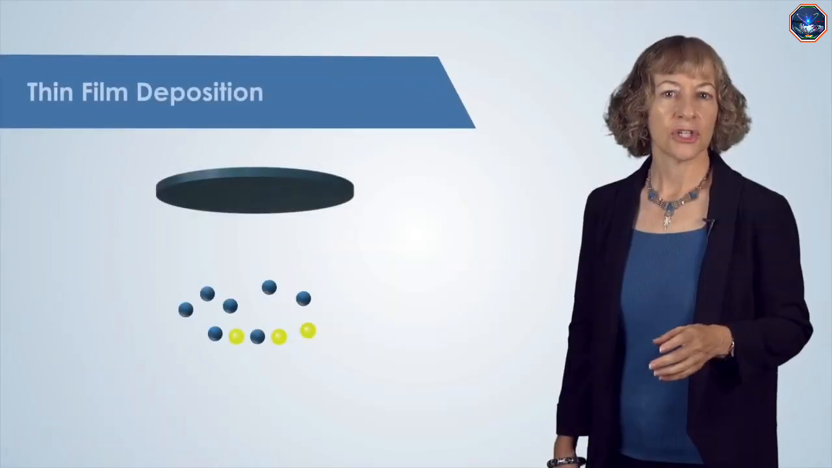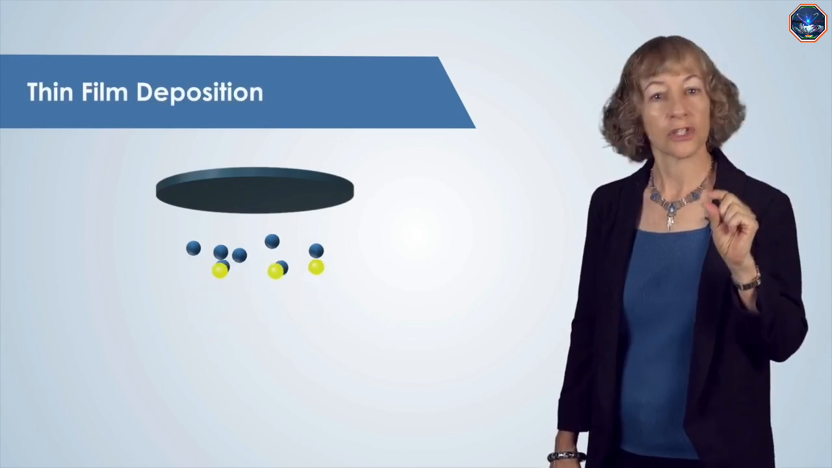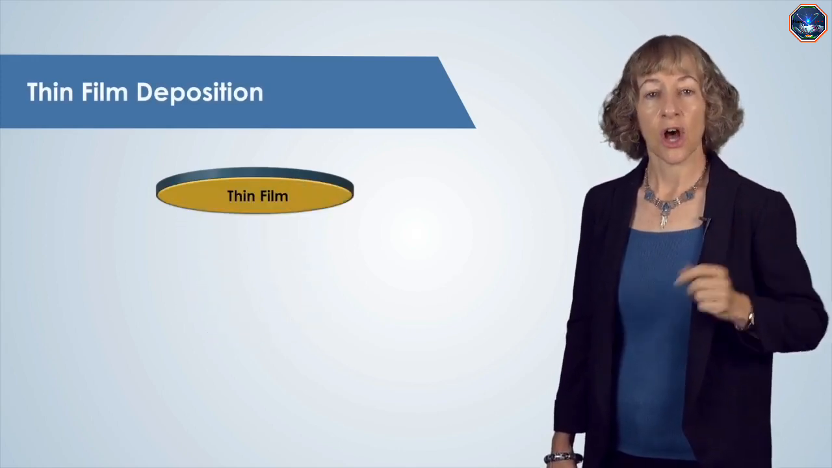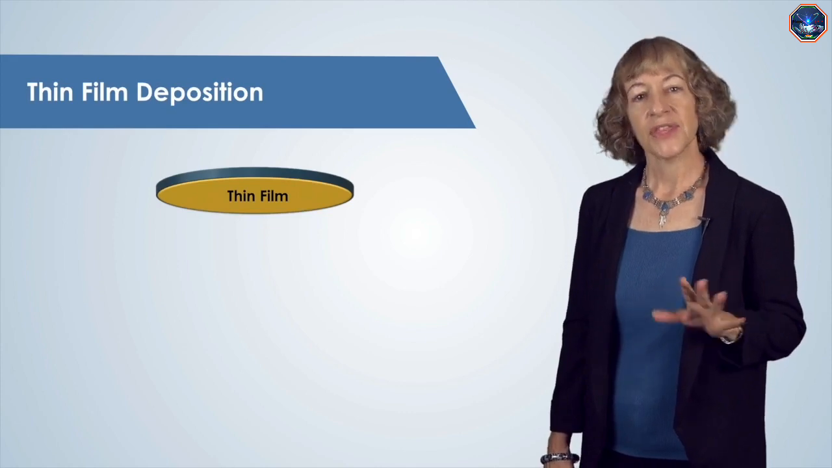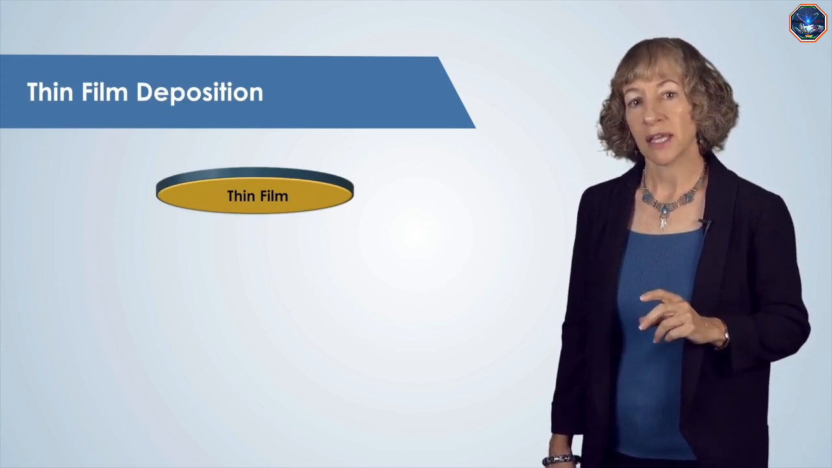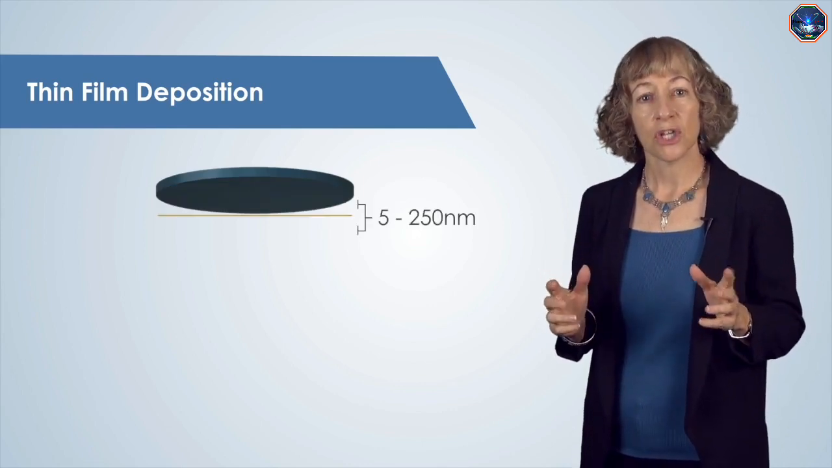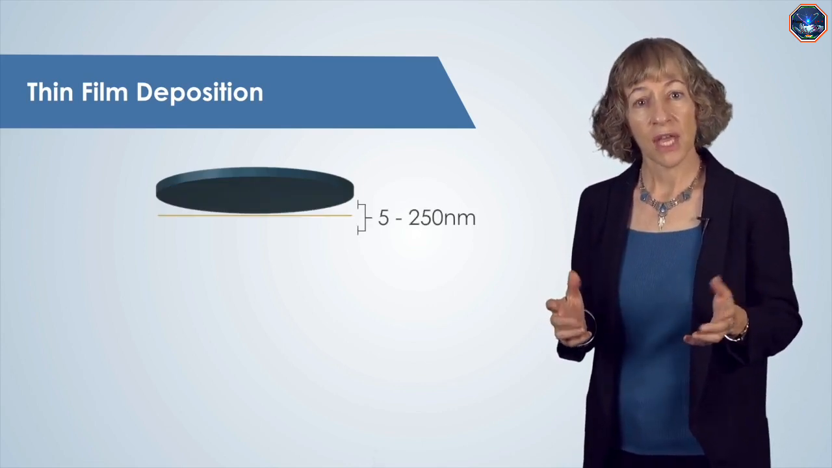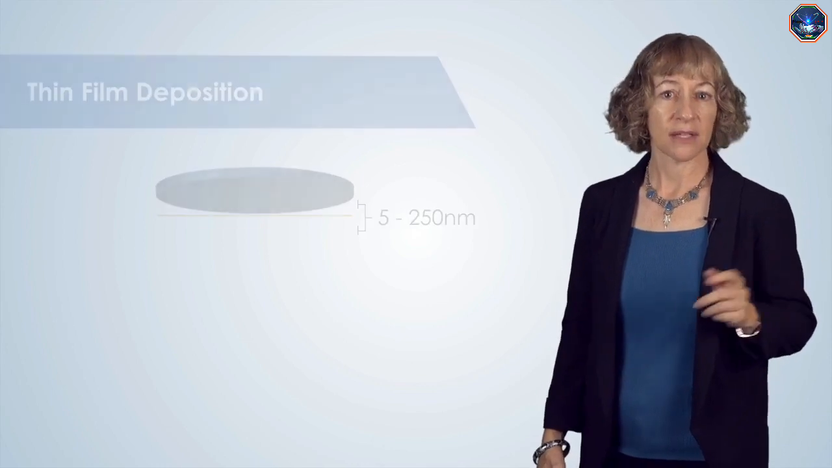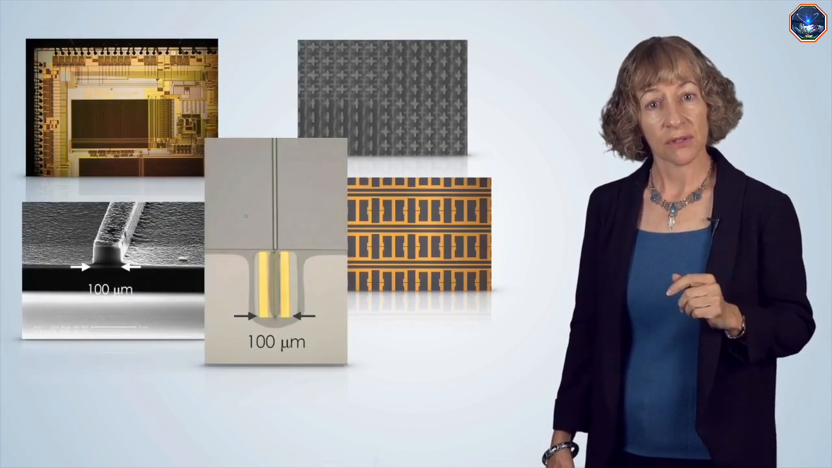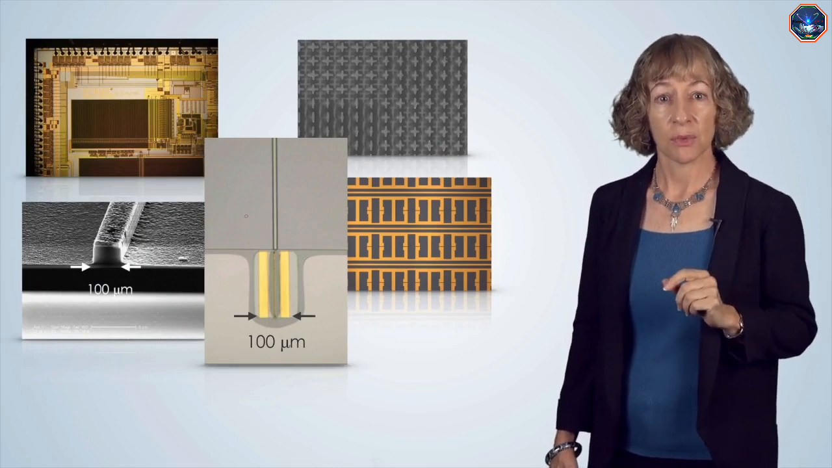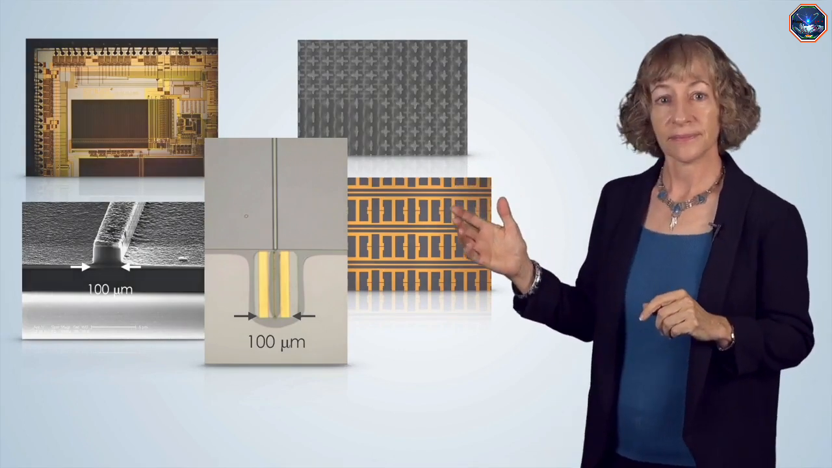Vacuum systems are used to deposit thin layers of materials such as metals and insulators onto our samples. The thicknesses of these vacuum deposited layers are very thin, on the order of 5 nanometers to 250 nanometers, and are used in many materials and devices, including integrated circuits and the lasers and metamaterials that my students make in our clean room at Duke, as shown here.